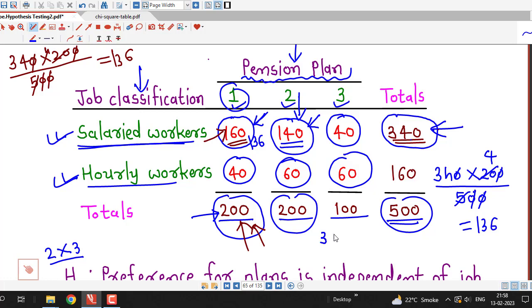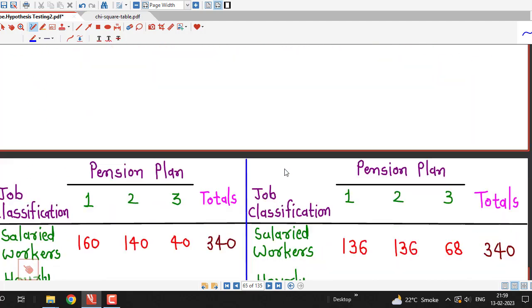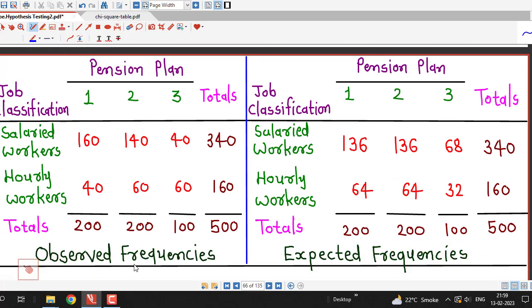Similarly, I can write down the expected frequency corresponding to this cell. It is in the first row, so I consider the first row total. It is in the third column, so I will consider the third column total divided by 500, and this 0 will get cancelled, and I have 5 into 2, 10, 34 into 2 is 68. So similarly we can write down the remaining expected frequencies. So I have prepared the table for observed frequencies and expected frequencies.